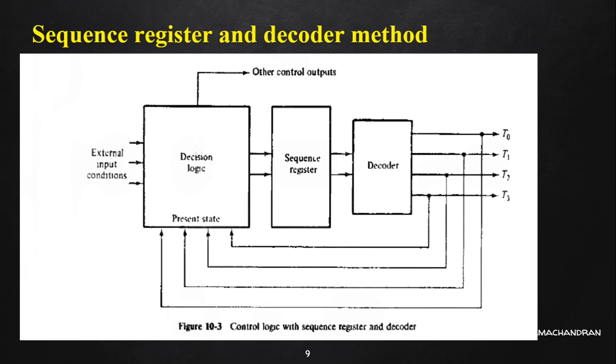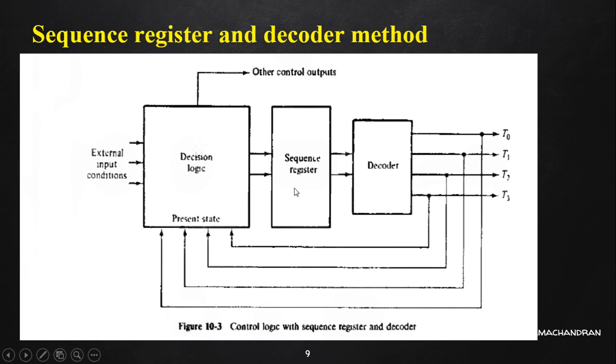to n different states. Okay, so based on the current external input condition and the present state of the system, the present state is available from the output line of this decoder. So based on these two pieces of information, our decision logic can decide which state is to be active now. That particular information is loaded here into our sequence register. So after decoding the information of our sequence register, the decoder can activate only one of its output states.